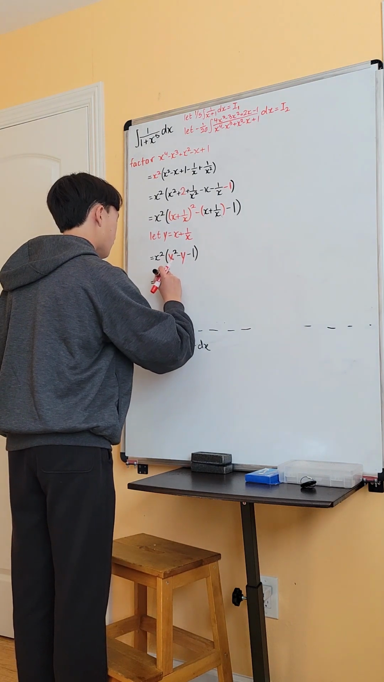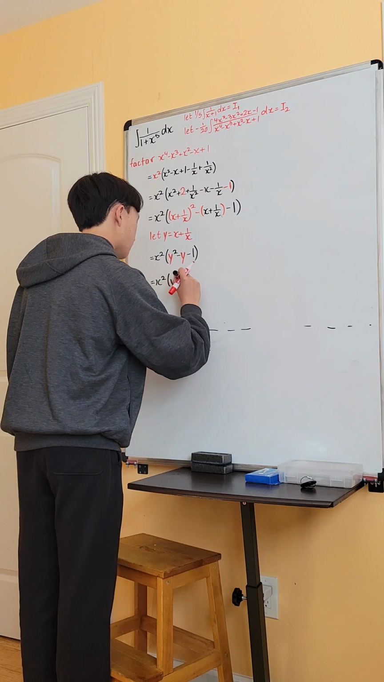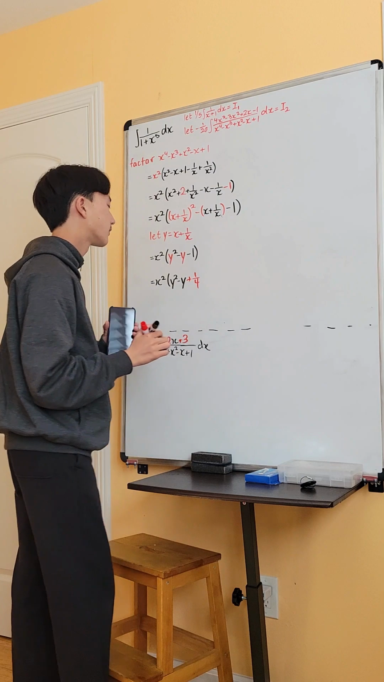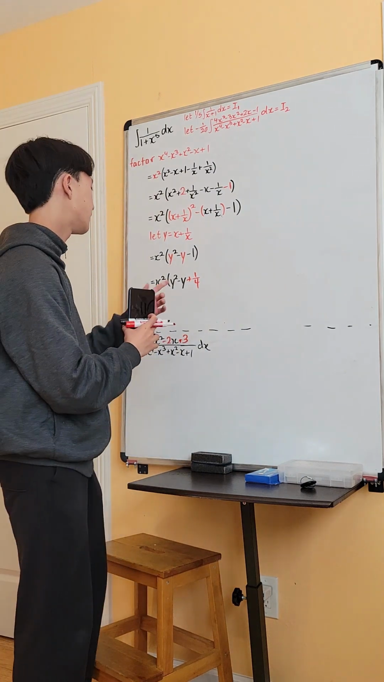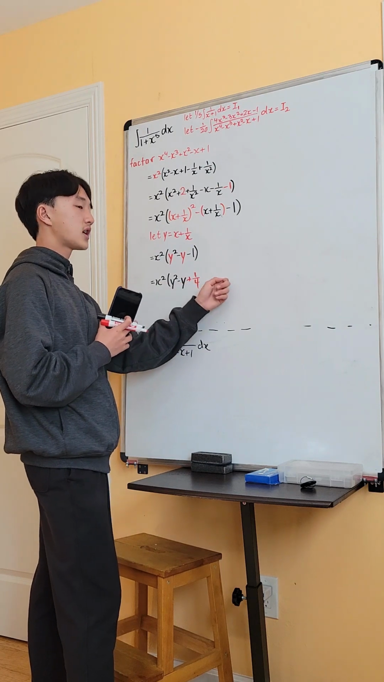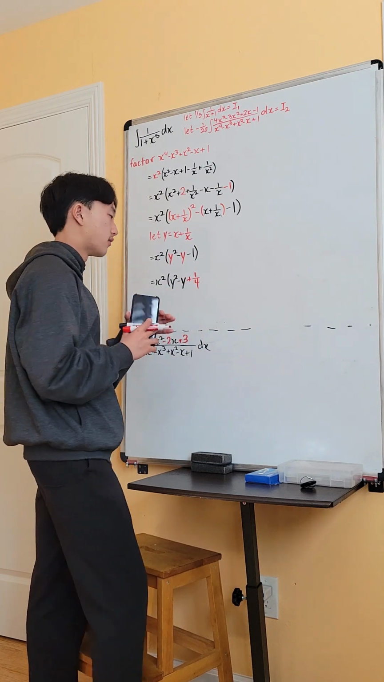So x squared, y squared minus y, and then to complete the square, we add 1/4. But to be able to add 1/4, we also have to subtract 1/4 immediately after. There is always going to be a negative 1 here. If you subtract 1/4 from that, you get negative 5 over 4.